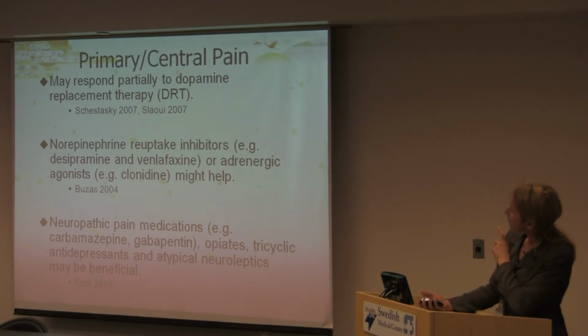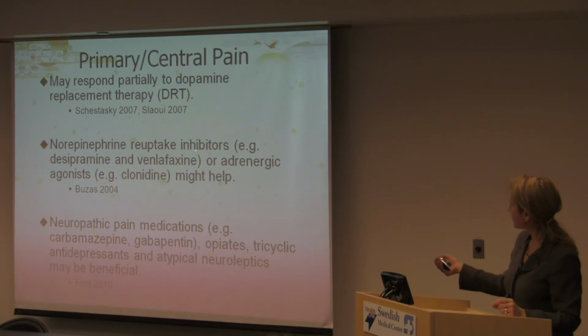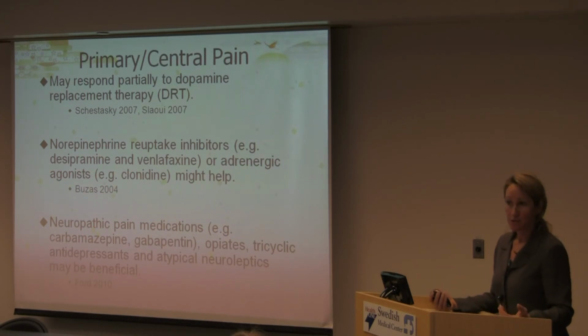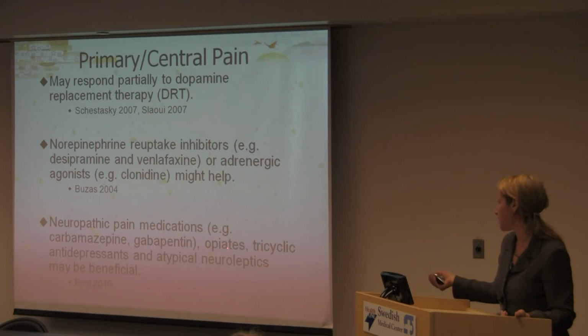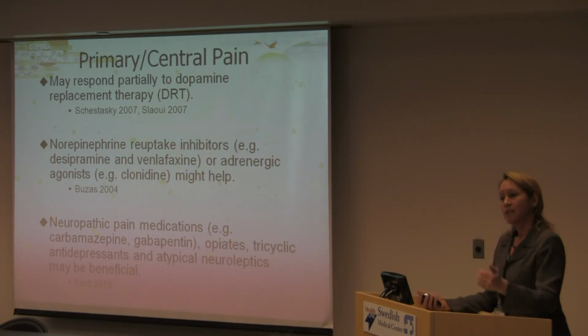Then there are others. These are generally antidepressants, these norepinephrine reuptake inhibitors. This clonidine is actually a blood pressure medicine that works on the sympathetic nervous system. And then there are nerve pain medicines that we use a lot for various things. But people try lots of different things: opiates, neuroleptics or antipsychotics, which are probably not the best thing to use. But people have tried a lot of things.